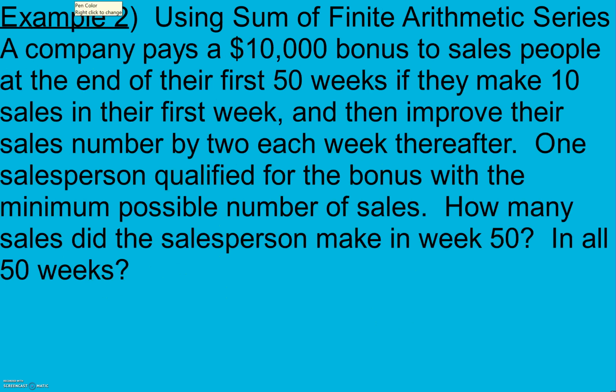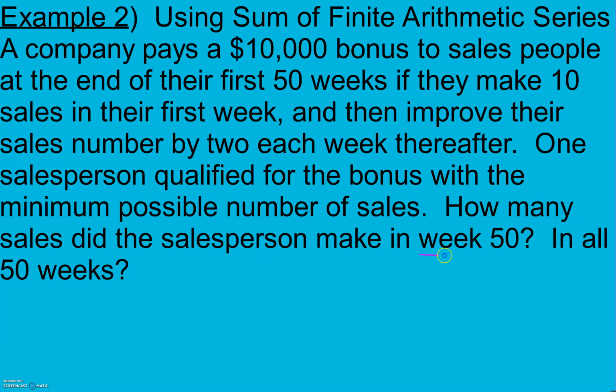Example 2 here says a company pays a $10,000 bonus to salespeople at the end of their first 50 weeks if they make 10 sales in their first week and then improve their sale number by 2 every week thereafter. One salesperson qualified for the bonus with the minimum possible number of sales. How many sales did the salesperson make in week 50? And then how many in all the weeks combined?